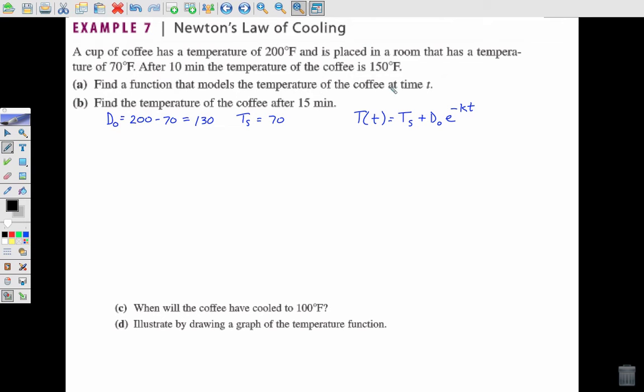It says after 10 minutes, the coffee is 150 degrees. So 10 minutes has passed, and we're at 150 degrees. The surroundings are 70. D_0 is 130 times e to the negative k times 10 minutes. Okay, so we filled everything in except for k, so we're going to solve for that. I'm going to subtract 70 from both sides. 150 minus 70 is 80.